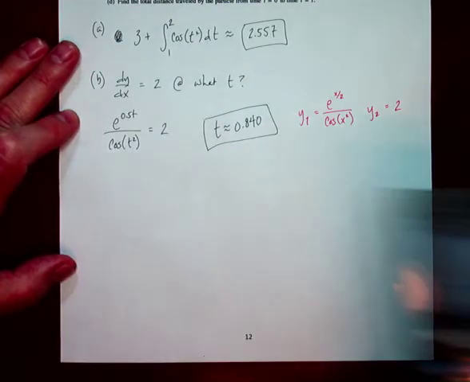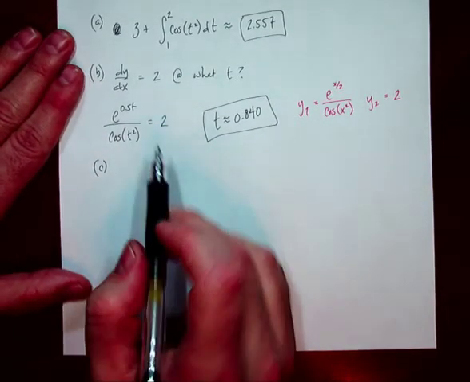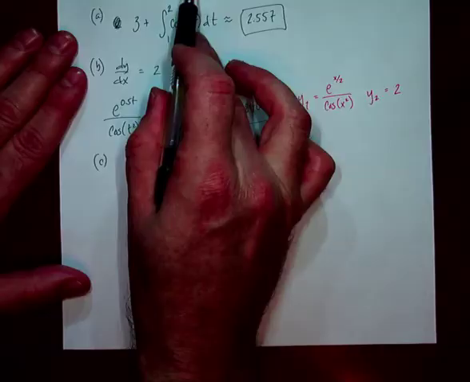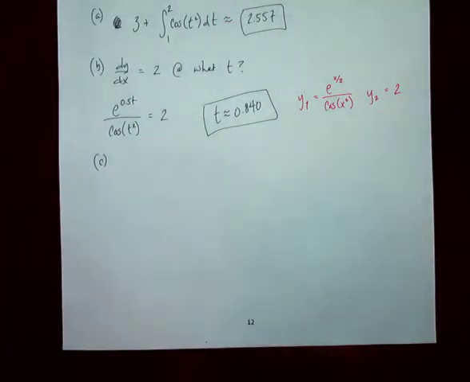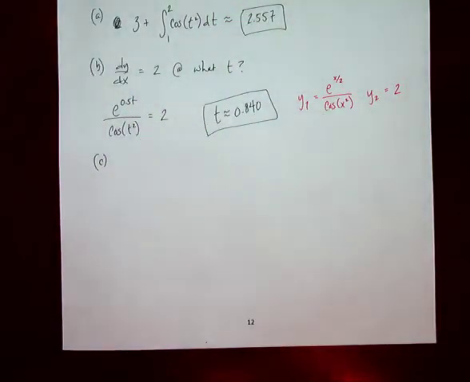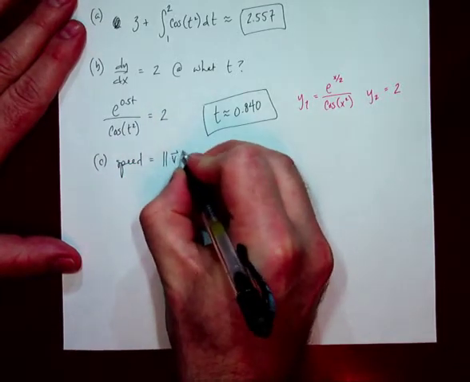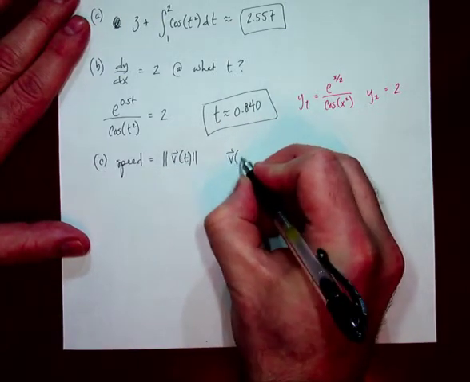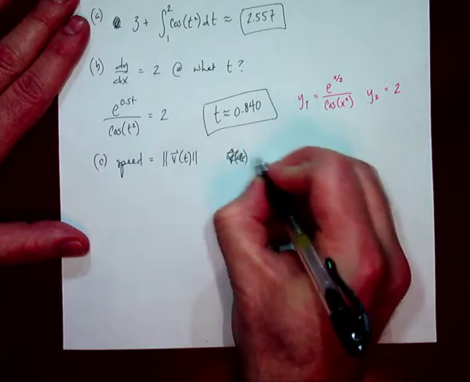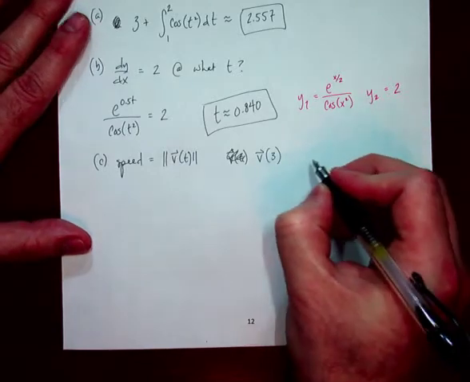Okay. Now, let's go on to part C. And of course, C is also going to be a calculator one, because it asks, find the time at which the speed of the particle is 3. The speed of the particle is, of course, the magnitude of the velocity vector. So if you're looking for the speed, that is equal to the magnitude of the velocity vector. And I'm actually looking for the speed at 3.